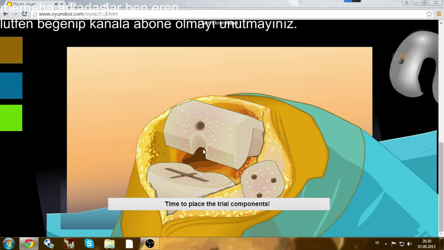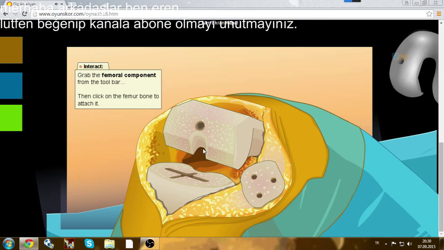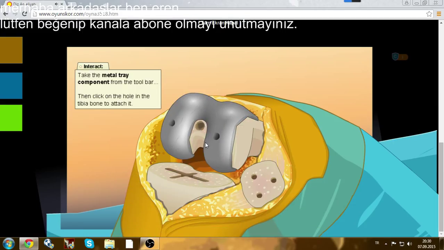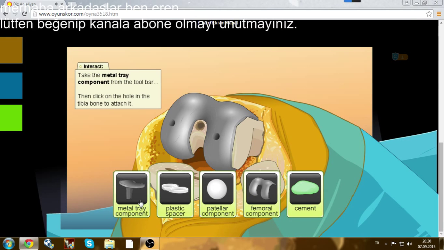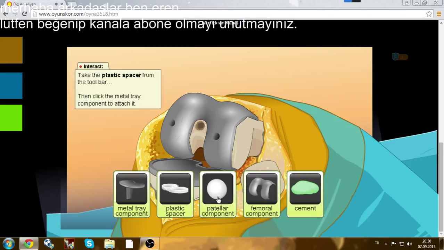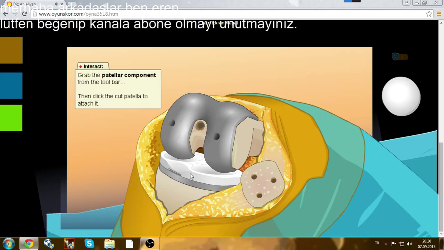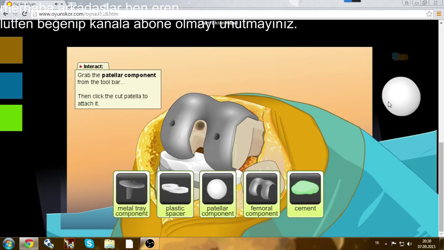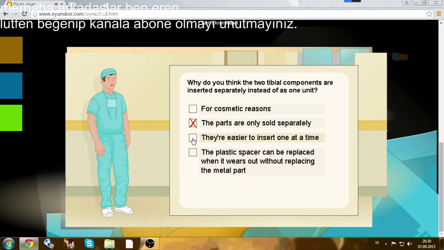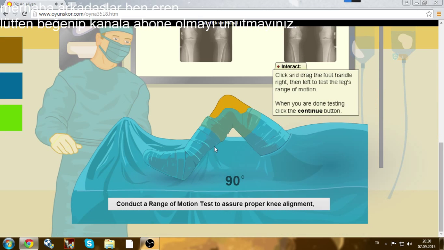Time to place the trial components. First, attach the femoral trial component. Attach the metal tray trial component to the tibia. Insert the plastic trial spacer into the metal tray component. Lastly, attach the patellar trial component. Why do you think the two tibial components are inserted separately instead of as one unit? Conduct a range of motion tests to assure proper knee alignment and successful prosthetic fit.